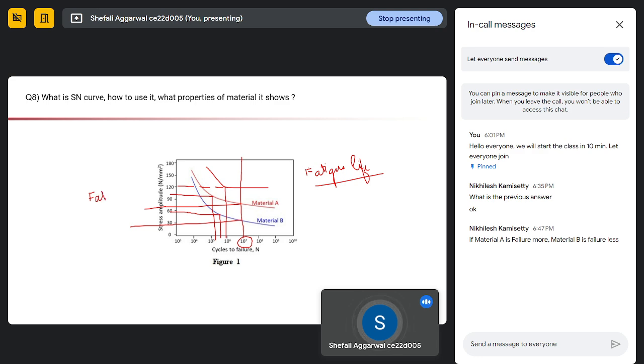So which material has a higher fatigue strength? A will have a higher fatigue strength at any point of time, right? So that is called our fatigue strength.